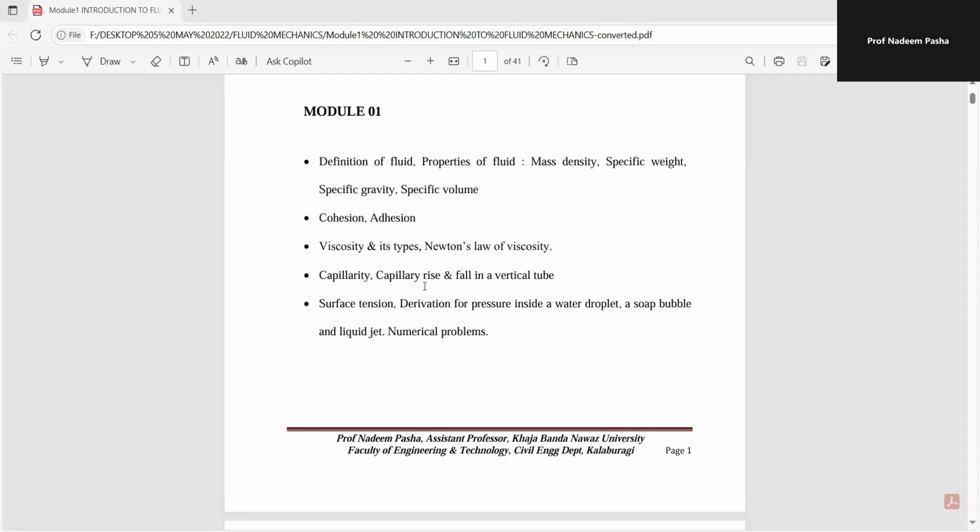capillarity rise and fall in a vertical tube, surface tension, and derivation for surface tension inside a water droplet, a soap bubble, and liquid jet. And also we will solve some problems on these properties.